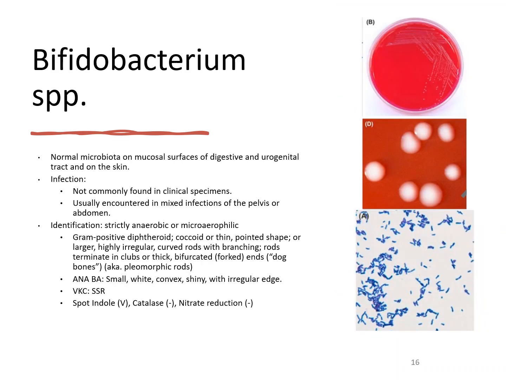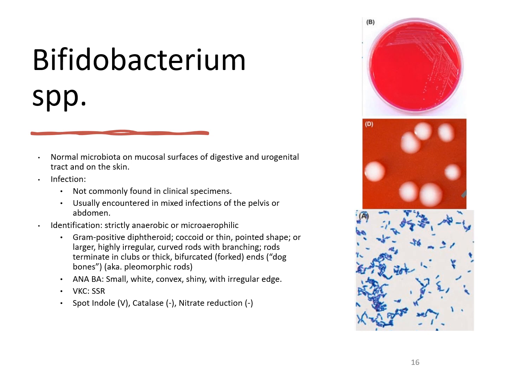Bifidobacterium are normal microbiota on the mucosal surfaces of the digestive and urogenital tract, and they're also found on the skin. These infections are not very common. You usually don't find these organisms in clinical specimens. However, if you do, it's usually encountered in a mixed infection from a specimen from somewhere in the pelvis or the abdomen. These organisms are strict anaerobes, but they can also be microaerophilic.